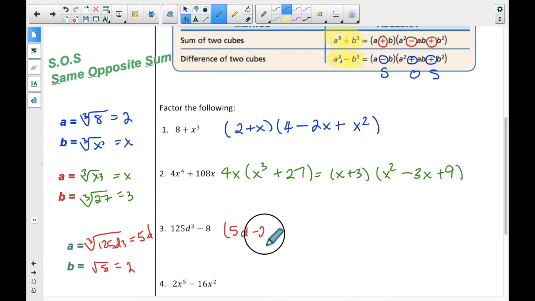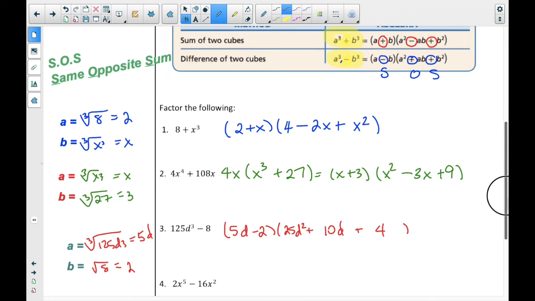Same is minus 2. And then opposite and sum. Okay, so 5D, I square that, and when I square 5D, I get 25D squared, because 5D squared is like 5D times 5D. In the middle, I have 10D. And that's where I'm saying don't worry about the sign, because it's taken care of in the SOS rule. And at the end, I'm going to square this, and that gives me a 4. So this is my final answer for factoring, is this answer here.